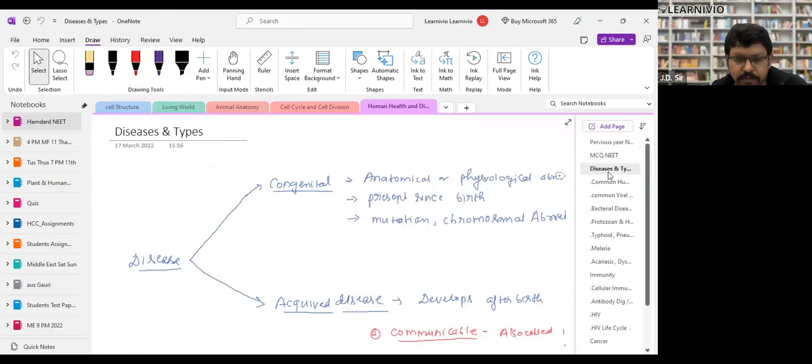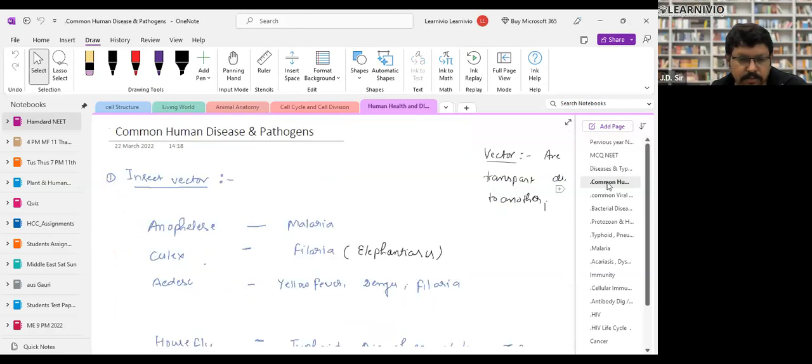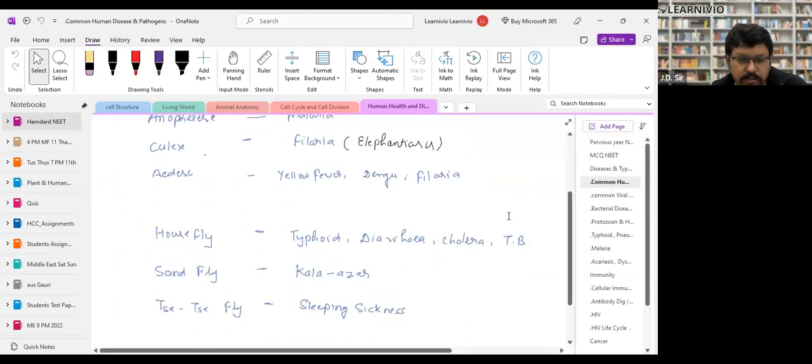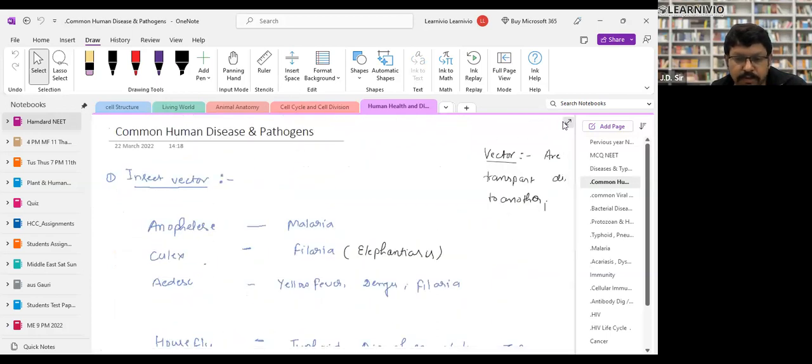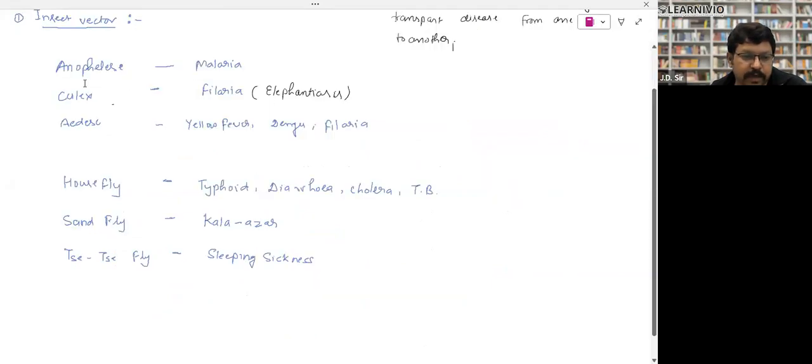What else do I suggest to you? Look, this list is also important for you. Vector, right? Anopheles is a vector, those which carry the pathogen. So Anopheles is the vector for malaria. Culex and Aedes are frequently asked questions, right? Culex, Aedes, Anopheles, tsetse fly, sand fly. Take the screenshot. Done. Vector is very important.